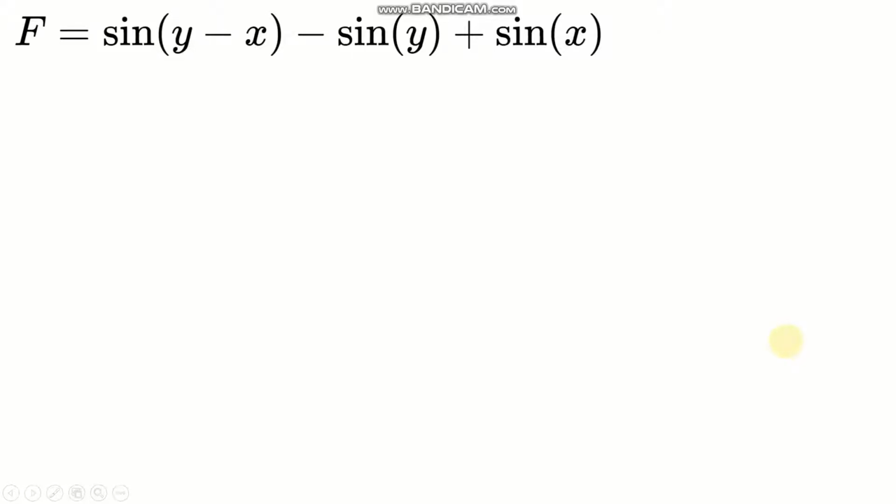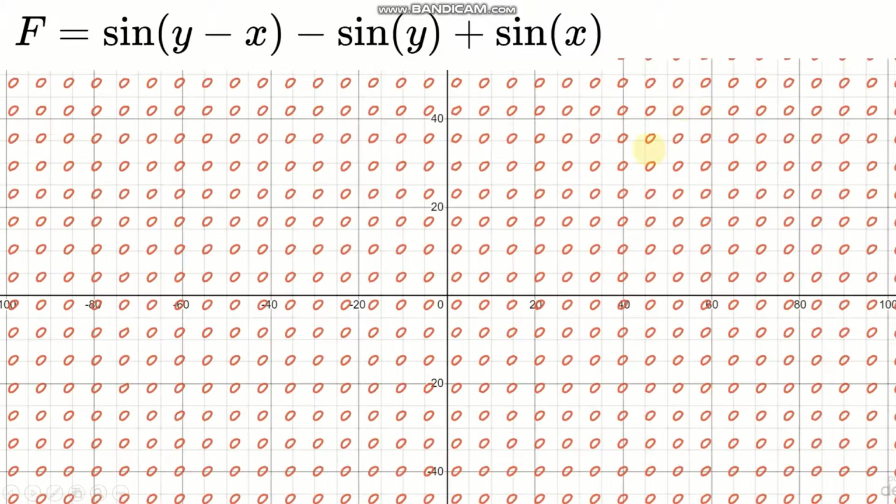Hi, today we need to find the maximum possible output of sin(y - x) - sin y + sin x. Obviously, x and y are both real numbers. Okay, first we take a look at the overview of the function.